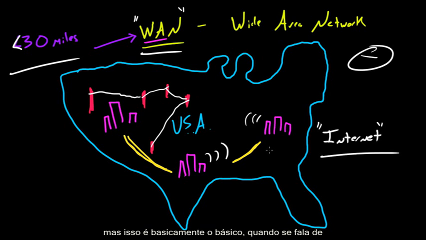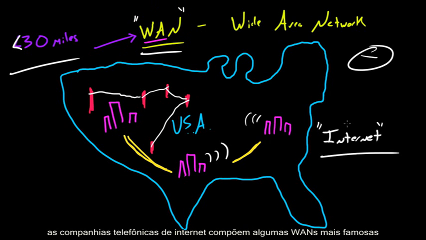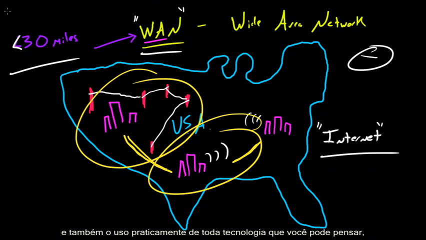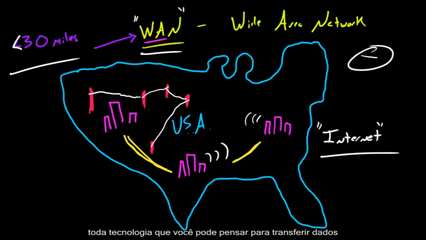But that's basically the very basics of a WAN. It's a wide area network, and telephone companies and the internet make up some of the most famous WANs. And also they use pretty much every technology that you can think of. Oh, sorry, I got kennel cough. Every technology that you can think of to transfer data.